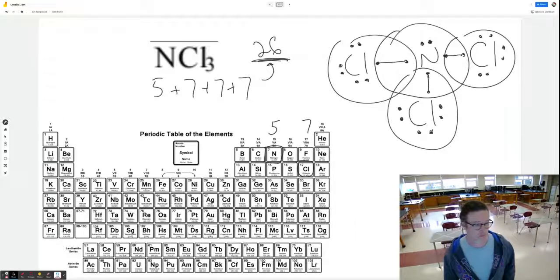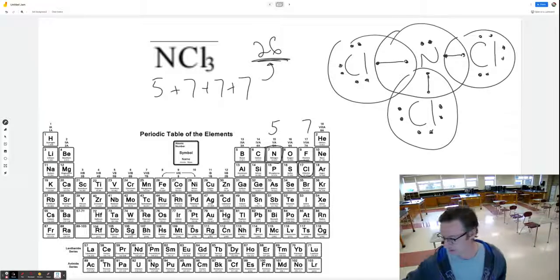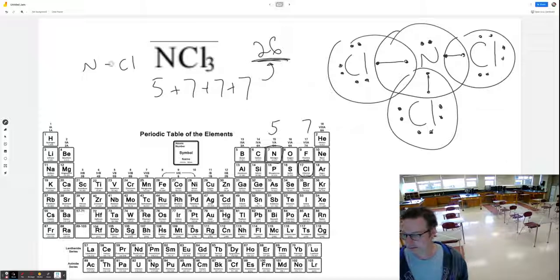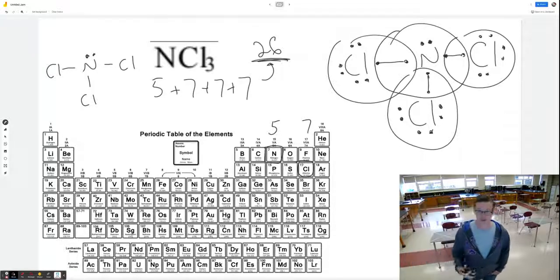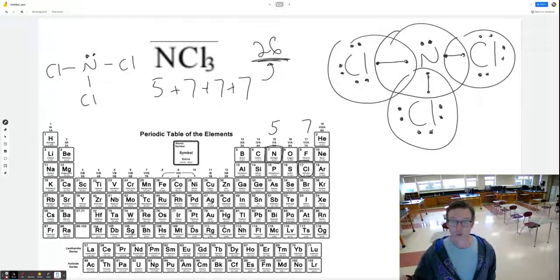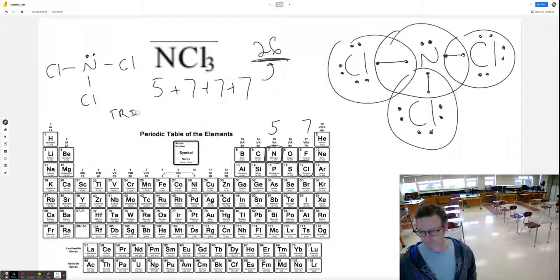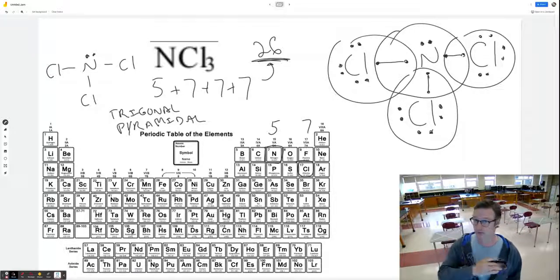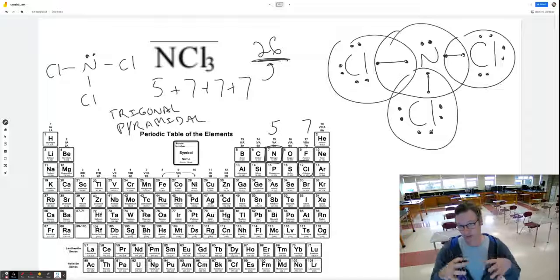Moving back, NCl3. The circles made this a little harder to see, but just to recreate it here really quickly. I'm not going to put all the lone pairs on the outer atoms because they don't affect the shape or the polarity. So there are 4 regions here, a lone pair and 3 bonds. That's called trigonal pyramidal. So it's a triangular pyramid as opposed to a trigonal planar, which is a flat triangle. This is a pyramid with a triangle base.